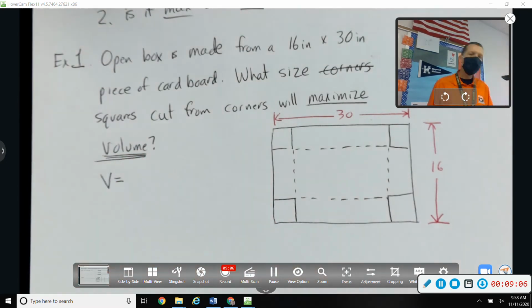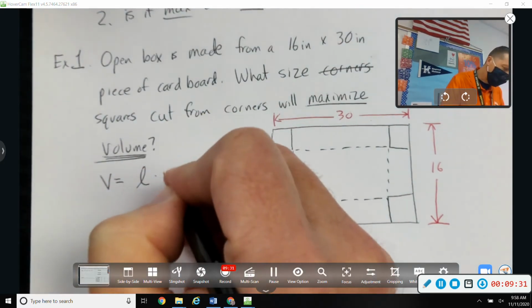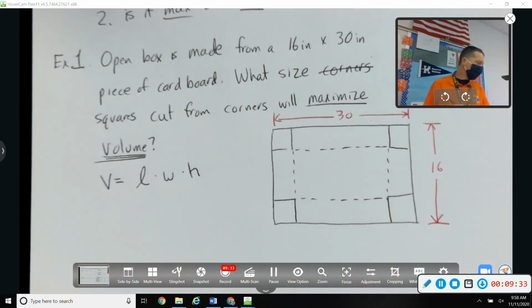All right, volume. What's the equation for volume? So forget about this picture, just in general, what's the equation of volume? Okay, so like the area of the base times the height, or length times width times height. However you want to think about that. Length times width times height.